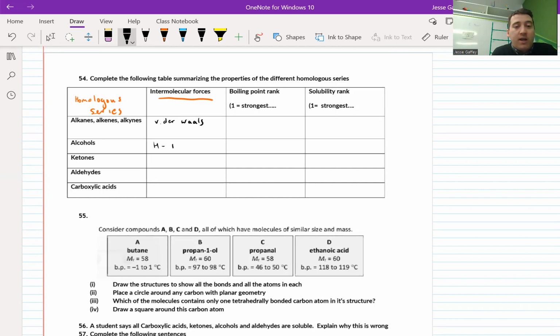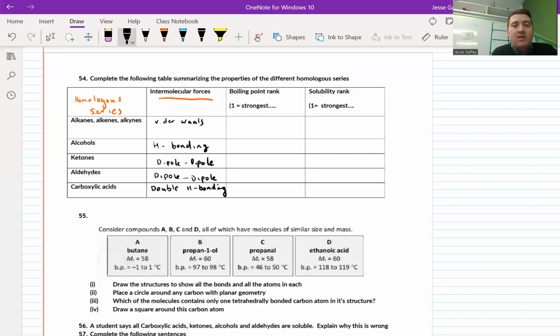Alcohols, they have hydrogen bonding because they have the OH group. Ketones, they have dipole-dipole. Aldehydes, dipole-dipole. And carboxylic acids have double H bonding. Well done if you said the double bit, but we definitely all should have got H bonding.